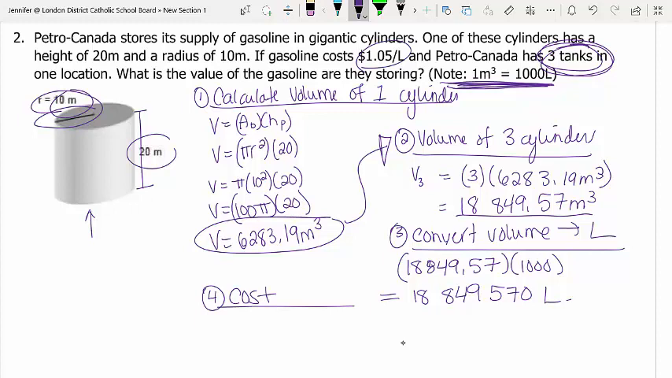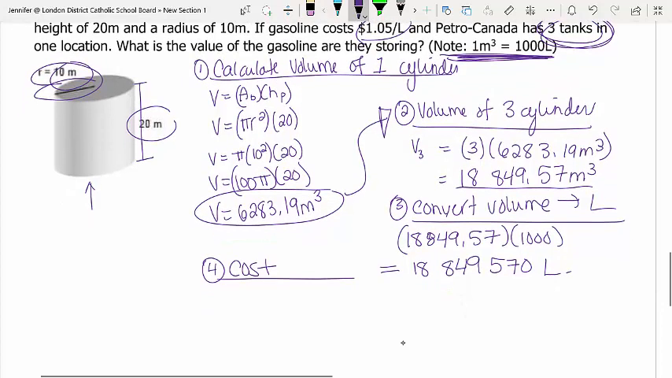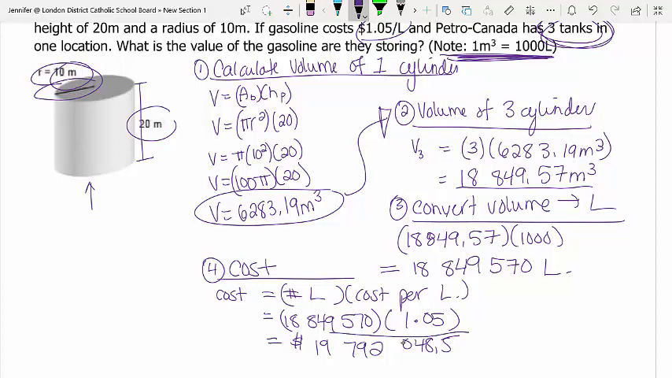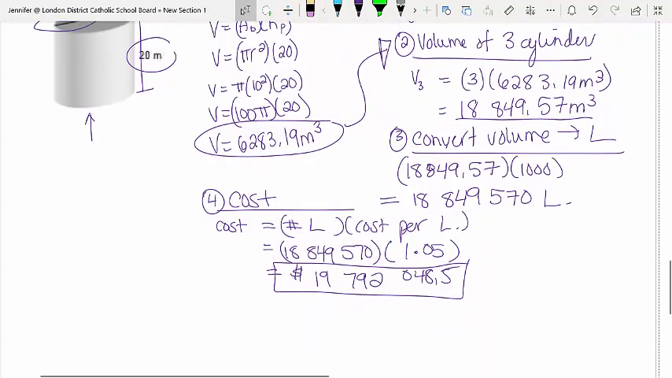Okay, the last thing we need to do is find the cost. So we know it's $1.05 per liter. So we just need to multiply our number of liters times the cost of 1 liter. The total cost of all the gasoline is $19,792,048.05. Alright, so whenever you're given a question in words, like a word problem, you always want to end your question with words. So you need to have a therefore statement.